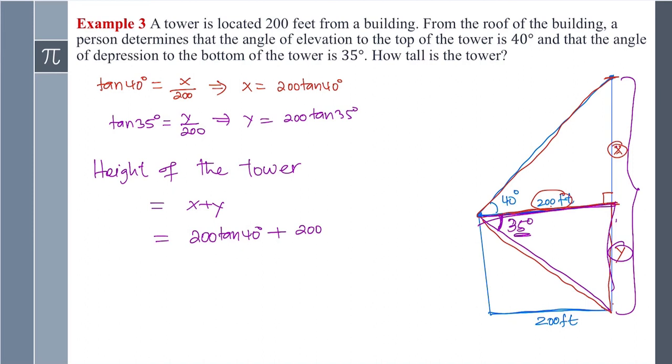So it's 200 tangent of 40 degrees plus 200 tangent of 35 degrees. And then if we put this into the calculator, we'll approximately get 307.86 feet. And that is the approximate height of the tower.